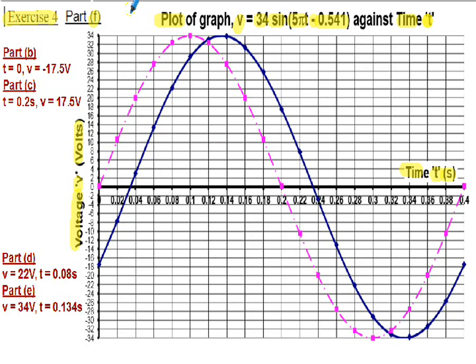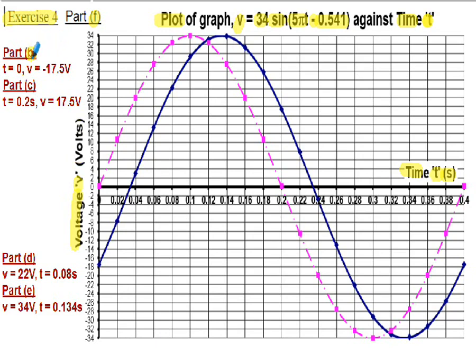Note that the dashed purple waveform here over one cycle is the 34 sine of 5 pi t, and the solid blue line here is the plot of v is equal to 34 times the sine of 5 pi t minus 0.541. In other words, the blue line is lagging the purple dashed line by 0.541 radians. What we can now do with this graph is to revisit the answers we found to parts B, C, D and E and see if they actually are correct as our diagram displays them.